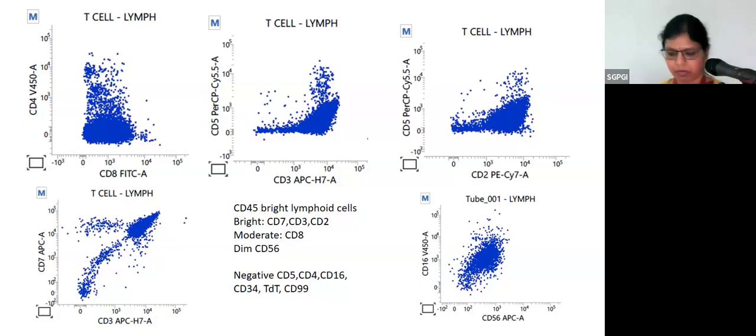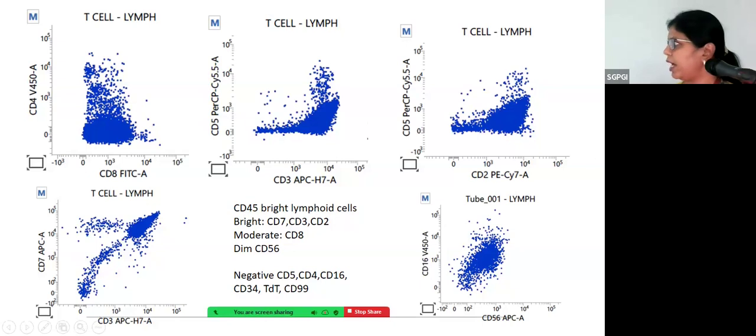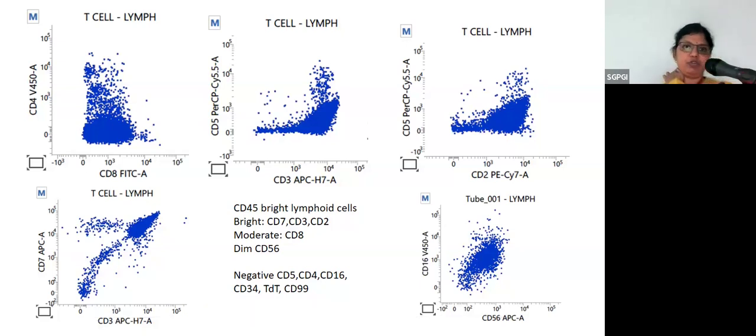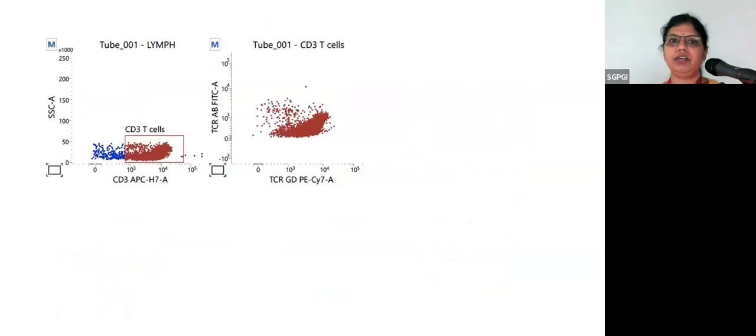So the immunophenotype given was CD45 bright lymphoid cells with bright CD7, CD3, CD2, moderate CD8, dim CD56, and it was negative for CD5, CD4, CD16, CD34, TDT, CD19, CD9. So what category does this patient fit into with the immunophenotype? T cell lymphoma. And we are now doing the T cell receptor gamma delta and alpha beta in the lab.